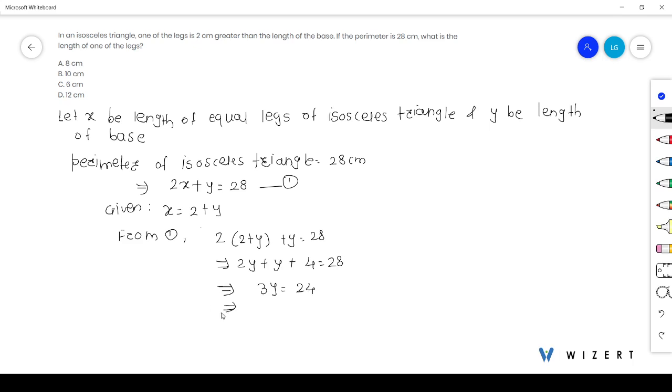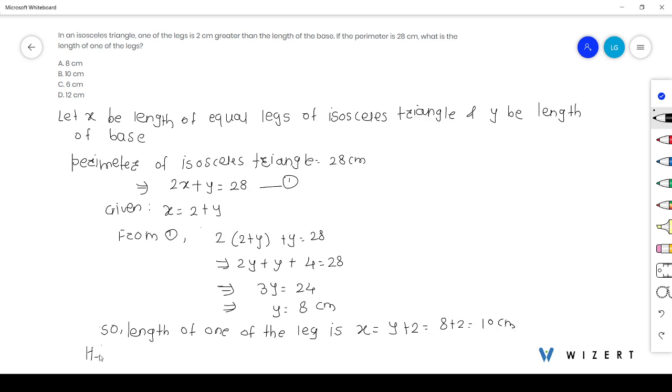So divide both sides by 3, we get y equals 24 by 3, which is 8 centimeters. Hence here we got the length of the base is 8 centimeters. So from this, the length of one of the legs is x equals y plus 2, which is 8 plus 2, that is 10 centimeters.